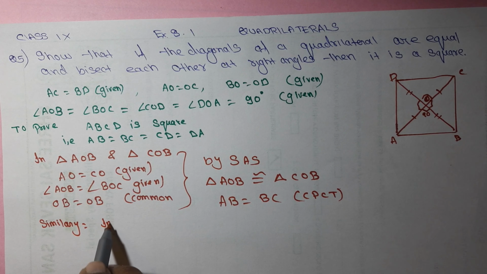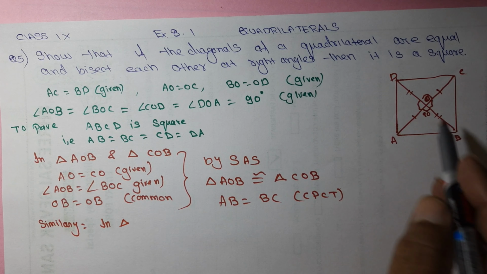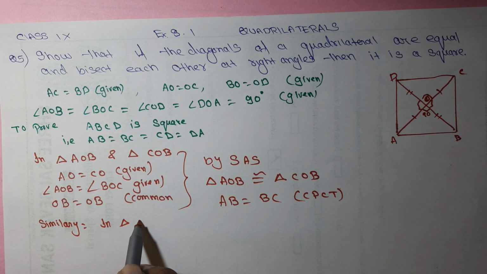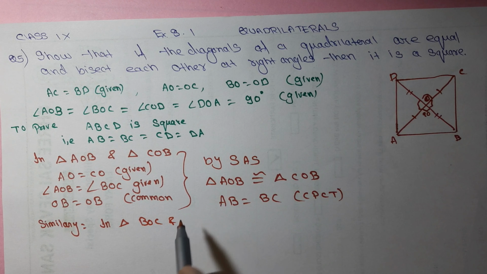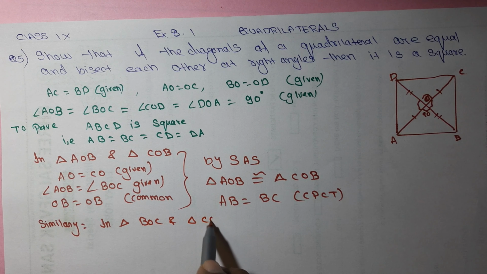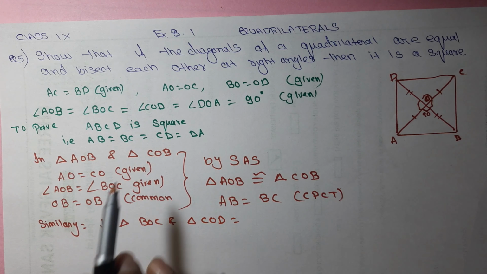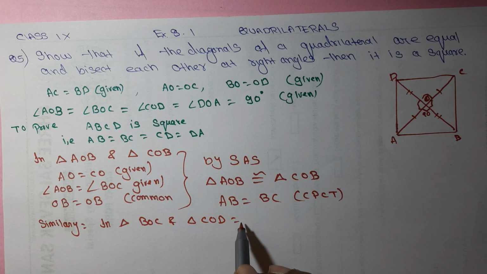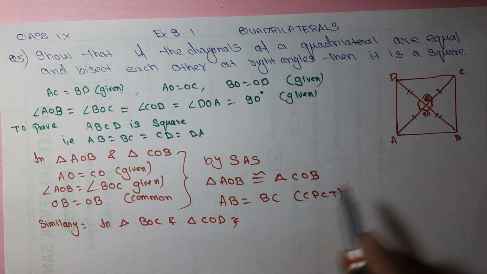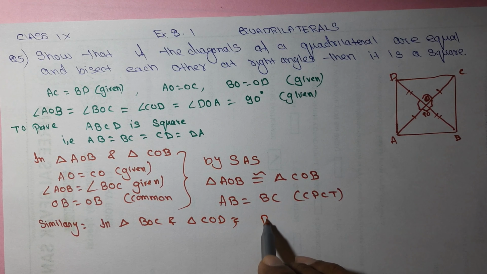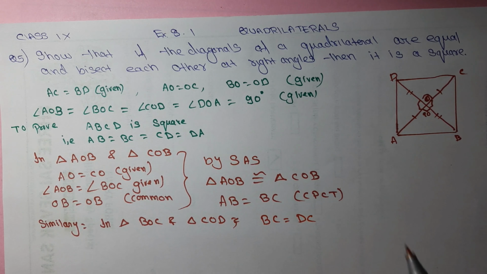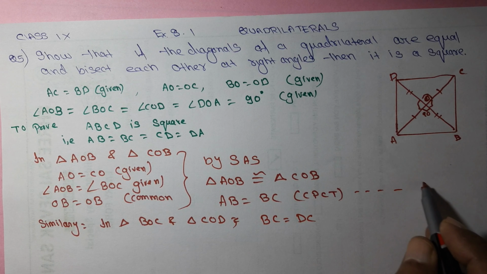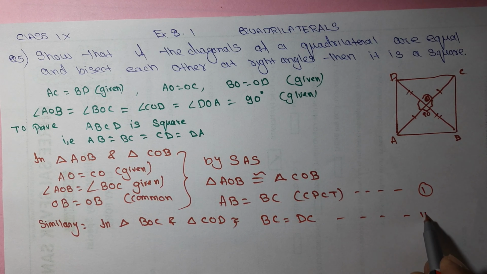Similarly, in triangle BOC and in triangle COD, what can we prove here? If we do like this, no need to do. Simply write this, and at last what did we get here? We got BC is equal to DC or CD, whatever it is. Let this be 1 and let this be 2.